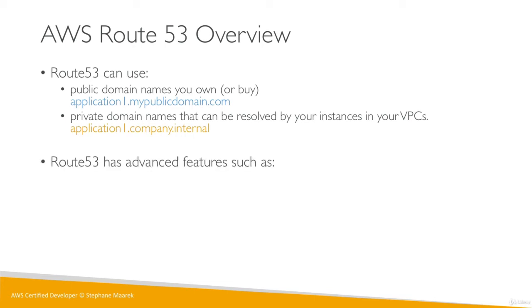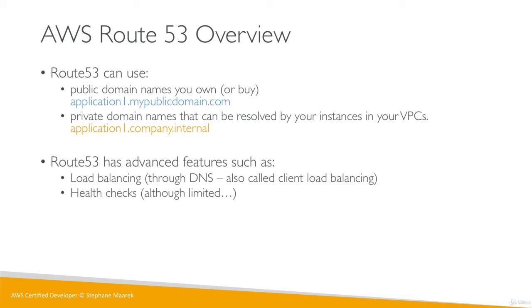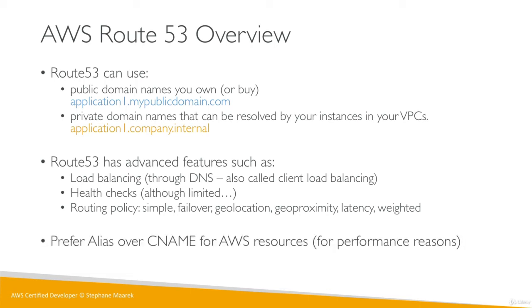So Route 53 will have advanced features, such as load balancing through DNS, and that's also called client-side load balancing, health checks, but they're quite limited, and routing policy. So there's simple routing policy, failover, geolocation, geoproximity, latency, and weighted. And honestly, I don't think you should know about them for this exam, but still know that basically you can route based on wherever your servers are located in the world, or what is the closest with the minimal latency, or you can even perform a weighted balancing. So by basically saying, I want this amount of traffic to go to this instance and this other amount of traffic to go to that other instance.